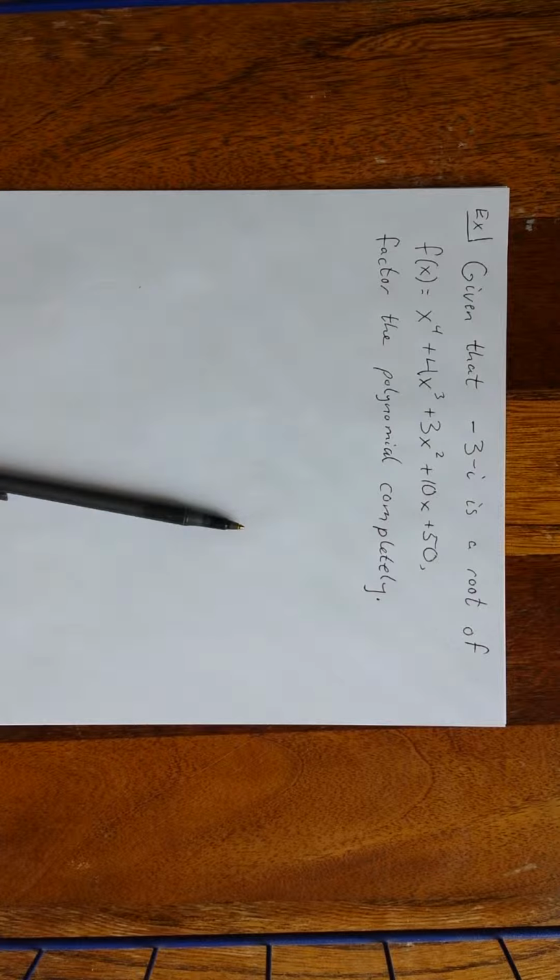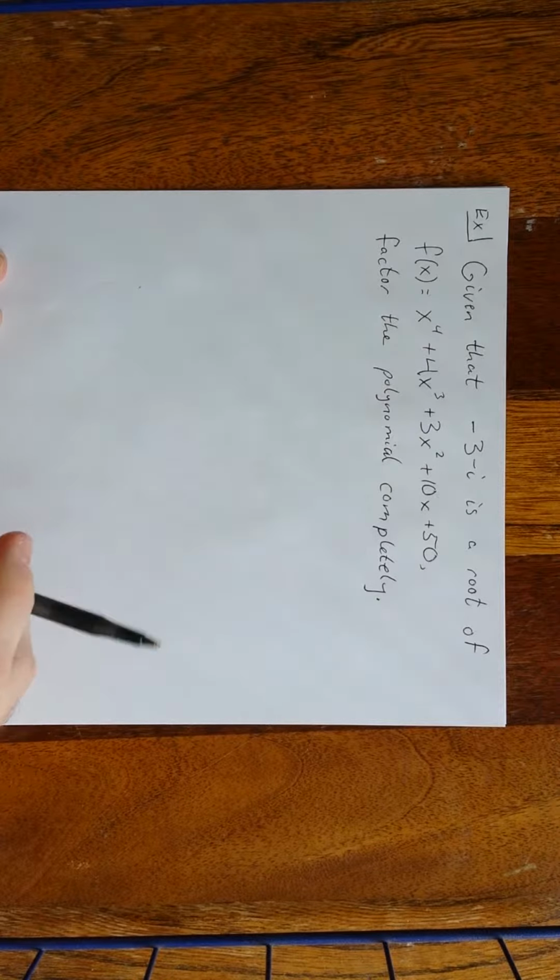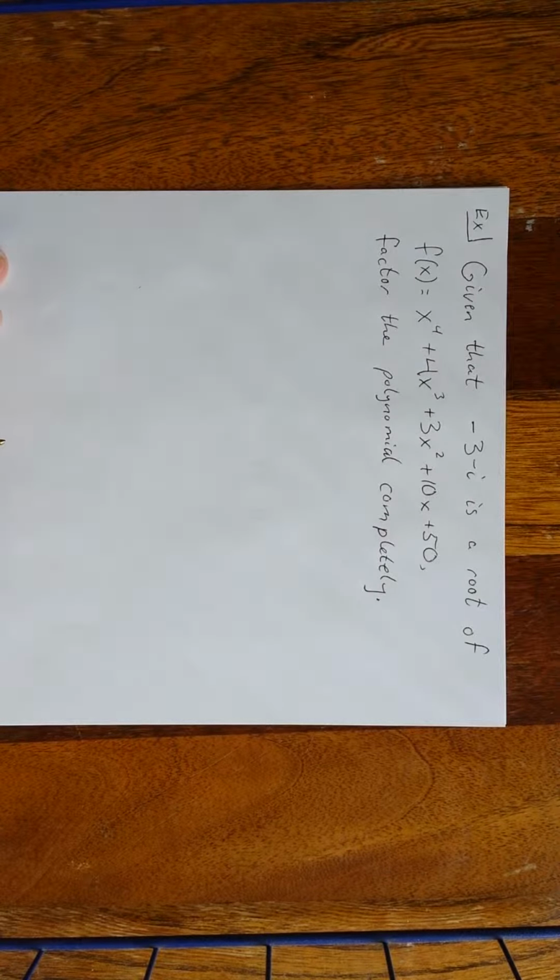Today we are going to be doing a little bit of fancy factoring. So we are given that negative 3 minus i is a root of f of x equals x to the fourth plus 4x cubed plus 3x squared plus 10x plus 50. And we're going to factor the polynomial completely.